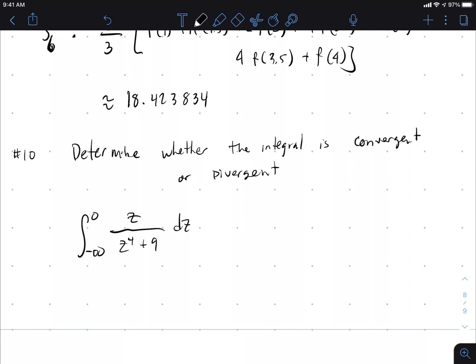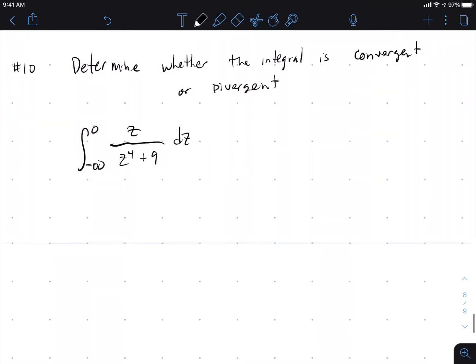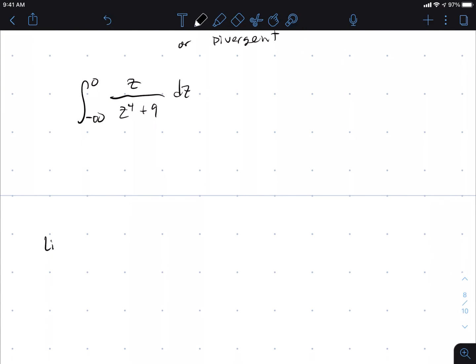Since we have this issue, we're going to have to take a limit of this, right? So it's going to be the limit. Let's use t. That's what I did for you guys in class. From t to 0 of z over z to the fourth plus 9 dz. So when we do this integral, what can we do? How do I want to integrate this bad boy?